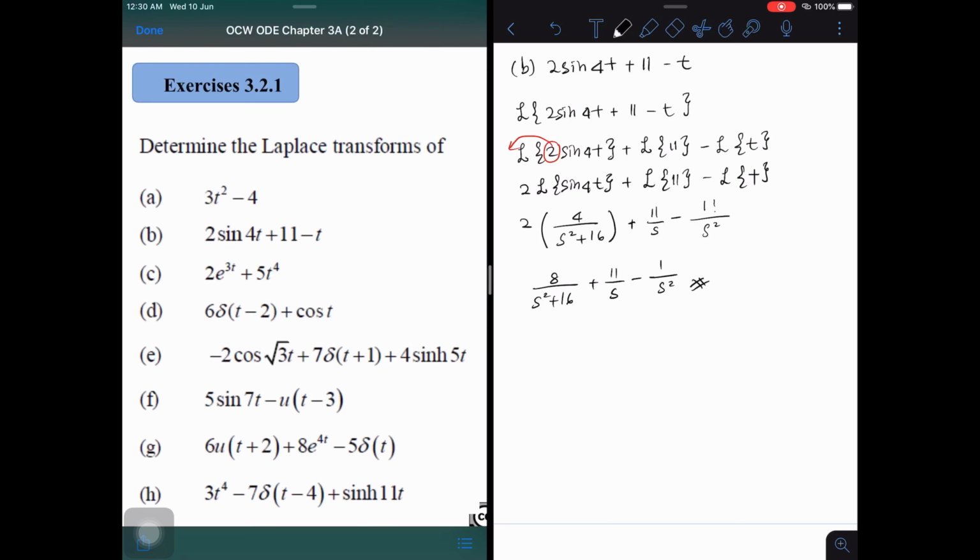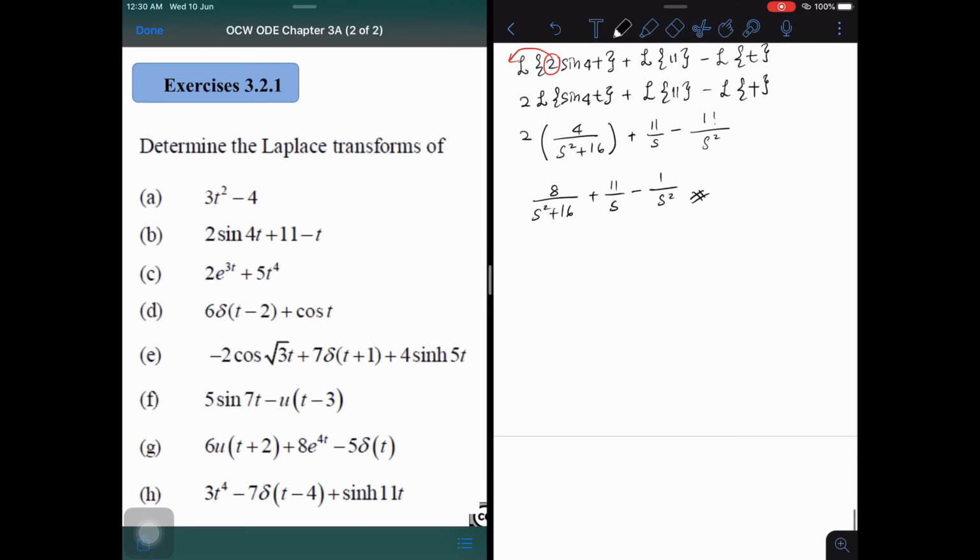Let's see question E, the longest one here. For question E, we have to find the Laplace transformation of the function negative 2 cos square root of 3 t, plus 7 delta of t plus 1, plus 4 sine hyperbolic 5t. Okay, so you want to find the Laplace transformation of this function, where this function is a few functions combined with the plus operation. So what you can do is separate each of them.